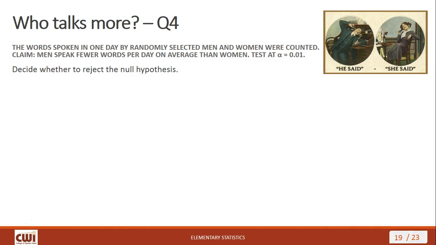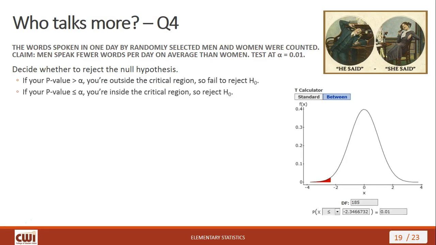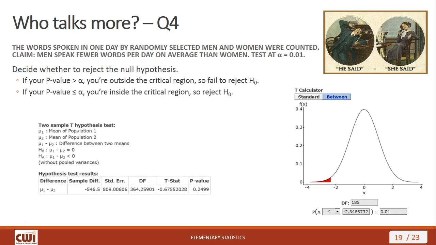Decide whether to reject the null hypothesis. Again, we're going to look to see, are we inside the critical region or outside the critical region? Here we have the t-calculator from StatCrunch, and I've put in the 1% significance level for our area, so our critical value now is negative 2.35. This is our critical value. And we can compare p-values with the significance level, or we can compare our test statistic with a critical value.